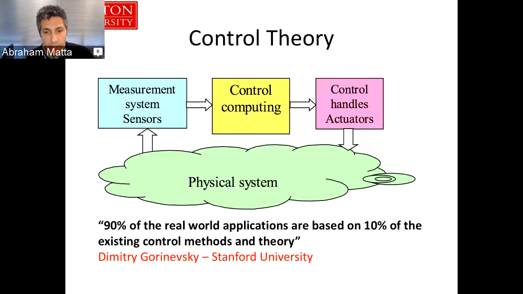So you have the actuators that actually go ahead and apply that control on the system, right? It turns out that this quote is saying that most of the real-world applications that we'd like to control use basically 10% of the existing control methods and theory. So that's saying that you can do a lot just by using basic control theory principles and support most of the applications that are out there. You don't need to resort to fancy advanced control theory.